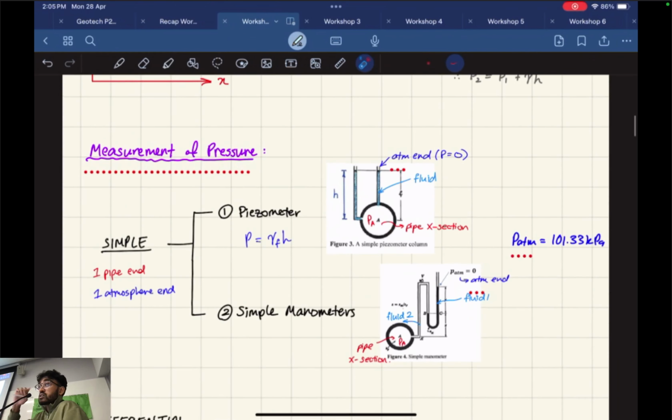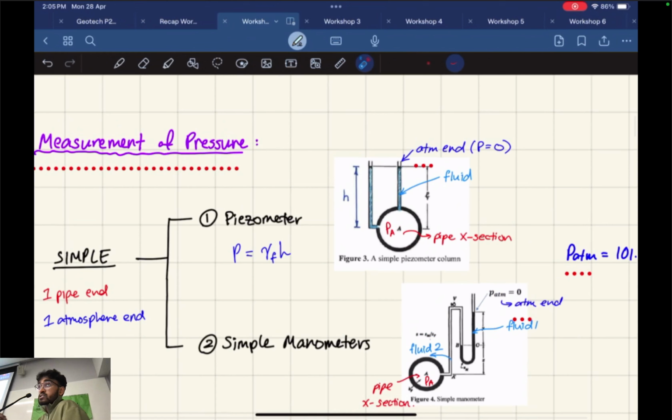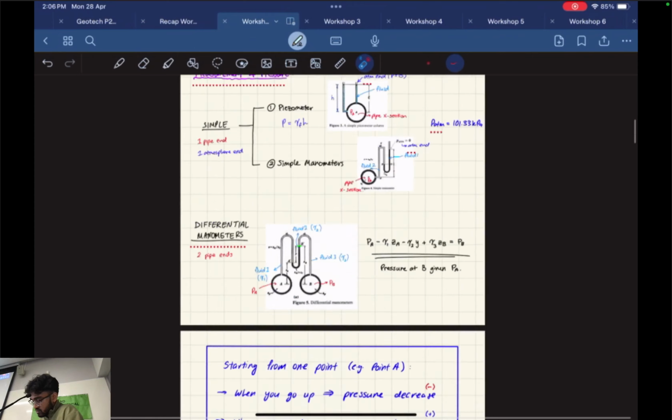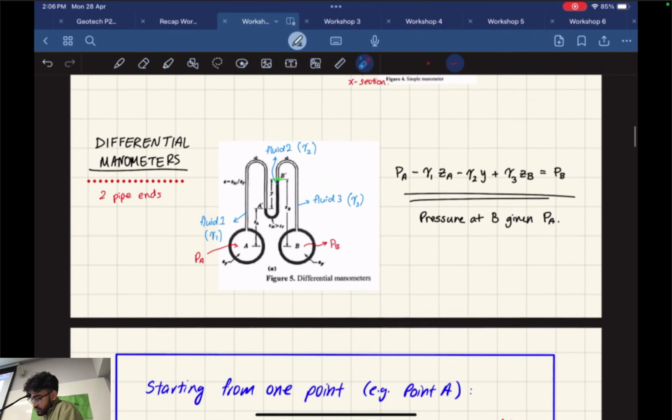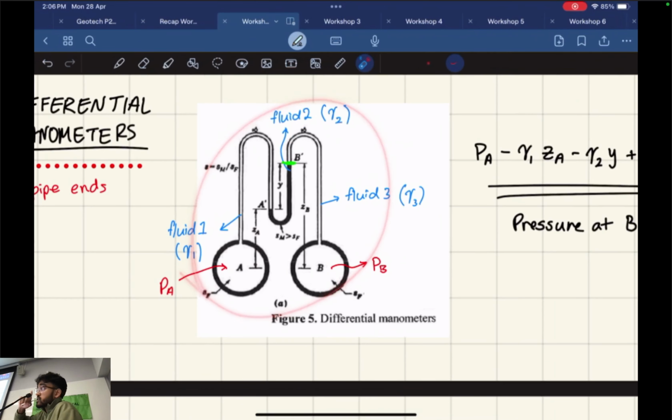Okay. Measurement of pressure. So this is like manometers, piezometers, all that stuff. So I've got a general rule over here. You start at one point, let's say point A, and you want to end at another point, point B. So you start at point A, you work your way through the tube and calculate the pressure differences. For example, something like this. This is straight from the lecture notes.